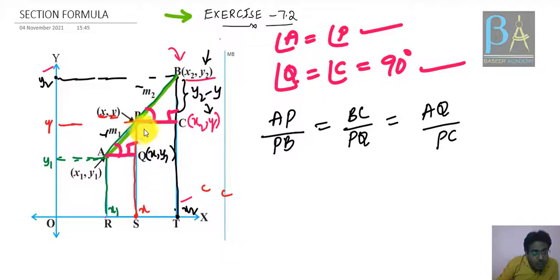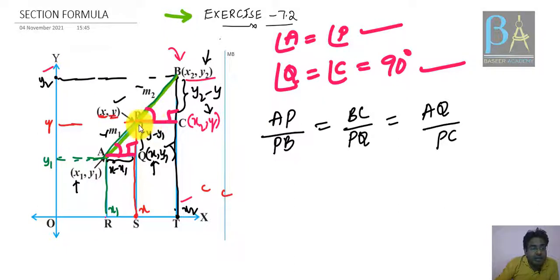In a similar manner, what do you think would be PQ? PQ is going to be y minus y1, because PQ is a line segment which is parallel to the y-axis. So the difference of y coordinates will give you the distance between the points P and Q. What do you think is the distance between the points A and Q? AQ is a line segment which is parallel to the x-axis. So the difference of x coordinates will give you the distance between the points A and Q. The x coordinates are x and x1. So the difference is x minus x1.